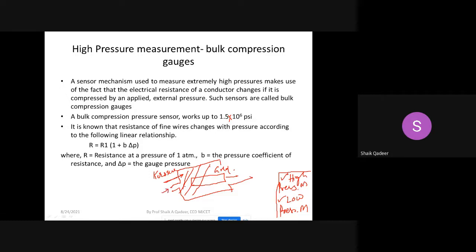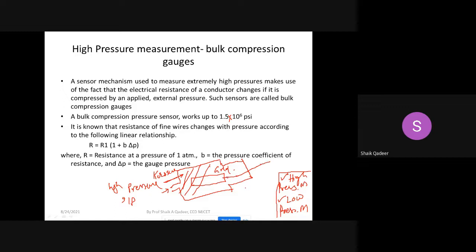And from this end, high pressure is applied. High pressure input. Okay. So because of this high pressure gas, the conductivity of this particular metal changes, which is the indication of our high pressure.